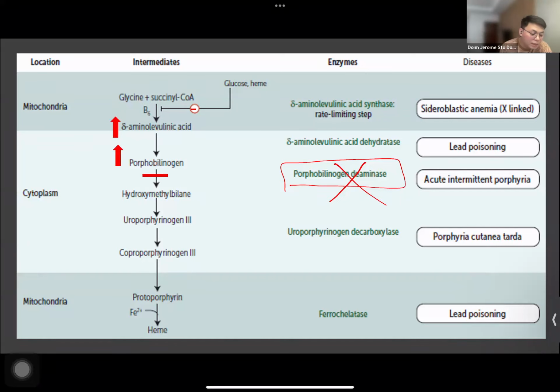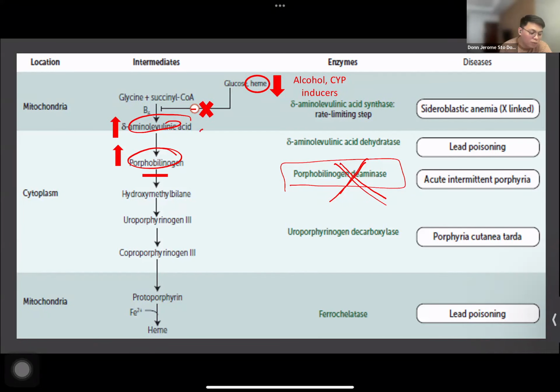Normally, kapag may defect ka sa enzyme, the intermediates before it would accumulate. Now, nag-binge drinking ka, alcohol, or na-depress ka, uminom ka ng cytochrome P450 inducers, kahit ano sa mga yon. What would happen again to the level of your heme? It will go down. What will happen to the inhibition of heme to your ALAS? It will be removed so that your ALAS becomes active.